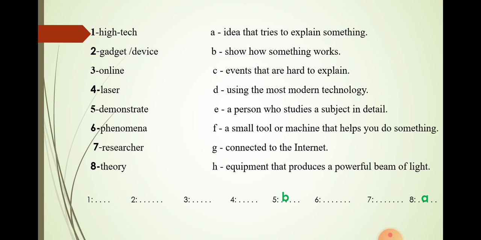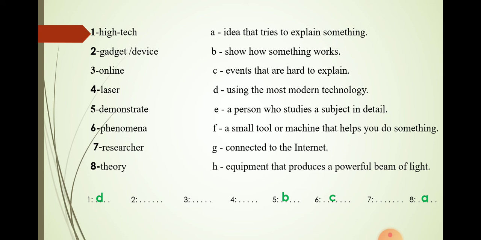Next one, events that are hard to explain. Something that is hard to explain, of course. Events that are hard to explain, these are what we call the phenomena, or singular phenomenon. Then we have on the next one, using the most modern technology. Using the most modern technology, this is the high tech.